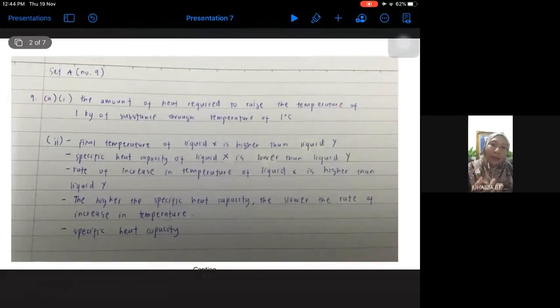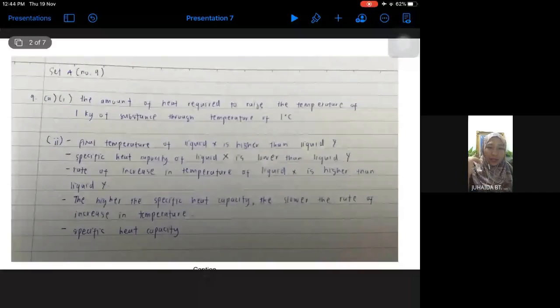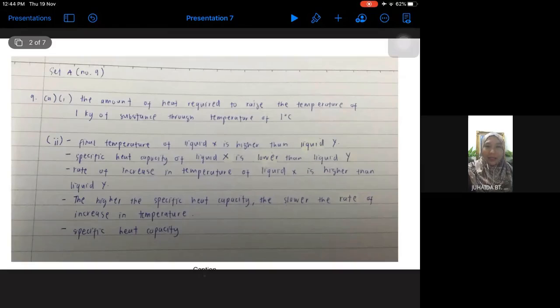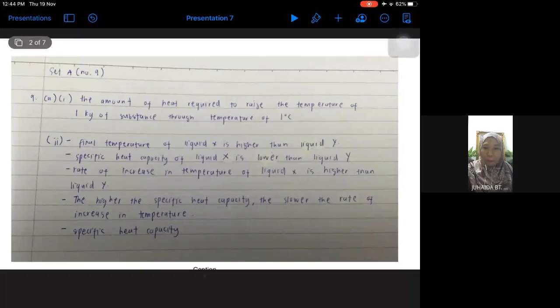perlu absorb heat yang besar. Baru temperature dia naik. Jadi rate of increase of temperature dia akan jadi slower. Akan jadi lower. Faham? Sebab dia kena absorb heat yang banyak, baru temperature dia naik. Compare to bahan yang perlu absorb heat yang rendah, dan temperature dia dah naik. So siapa yang lagi cepat? So smaller specific heat capacity lah yang akan produce higher rate of increase in temperature. Faham Fatimah? Faham. Okay, yang lain ada soalan lagi?